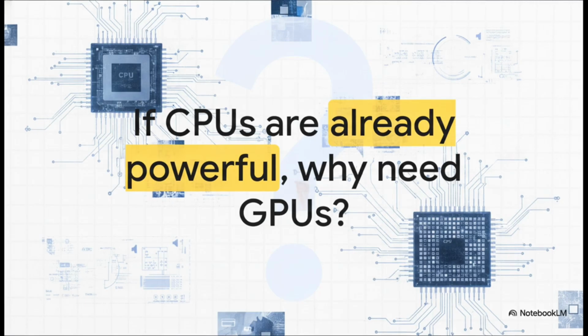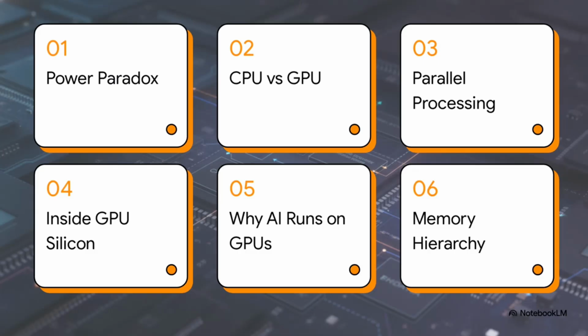Now, you might be wondering, we rely on massive computing power for our most advanced applications today, right? So, if our standard central processing units, the CPUs, are already incredibly powerful marvels of engineering, why do we even need a separate graphics processing unit? I mean, why build a chip with thousands of tiny cores instead of just making a few really massive, powerful ones? Well, let's break down the silicon step by step to find out.